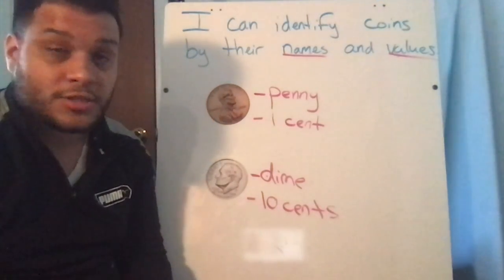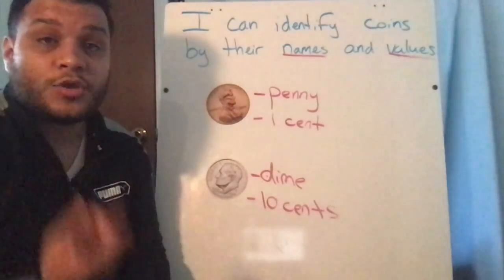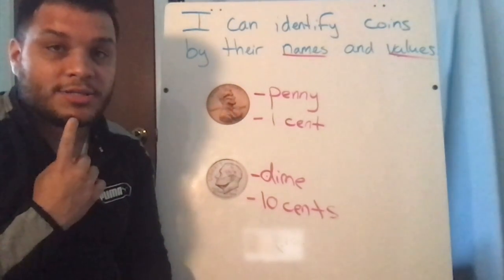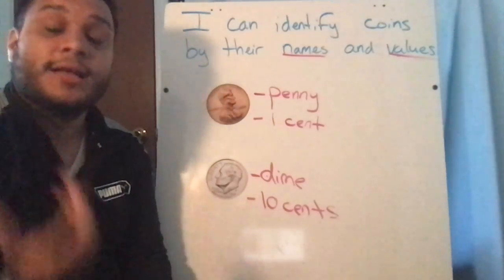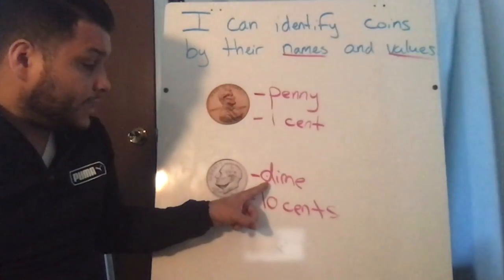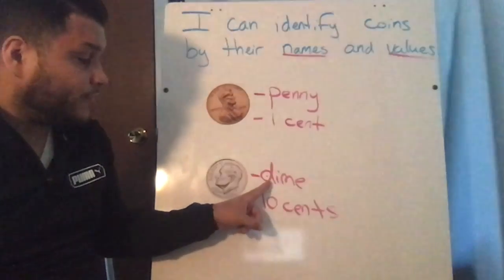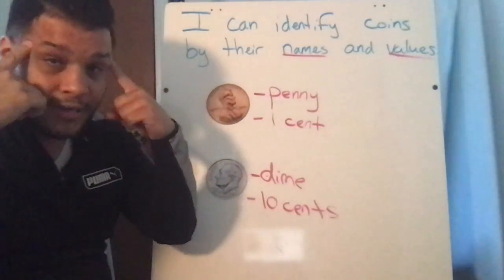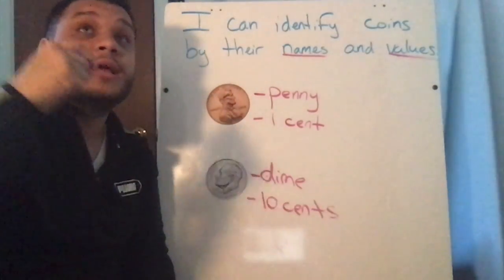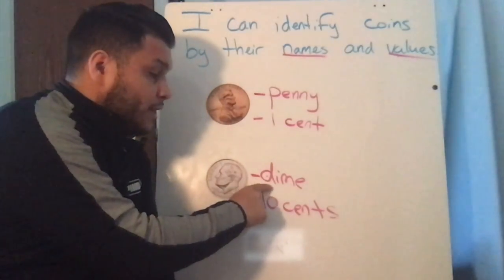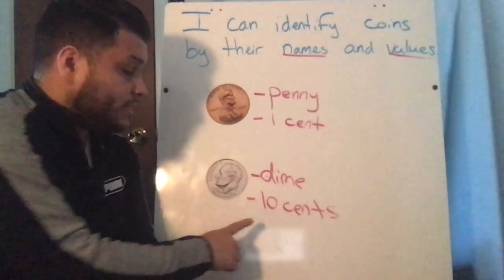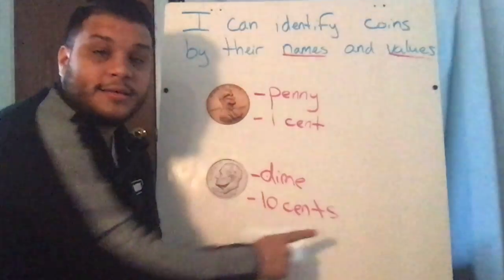In Spanish, the way that you say 10 is diez. How do you say 10 in Spanish? Diez. Good. So the same way that D, Franklin D. Roosevelt, is for dime, in Spanish, the number 10 is diez. So I can remember that Franklin D. Roosevelt reminds me of a dime. And also in Spanish, the number 10 is diez, which means that a dime is worth 10 cents.